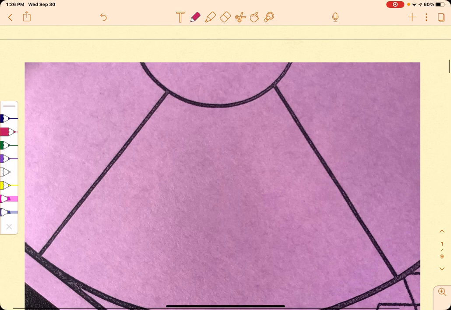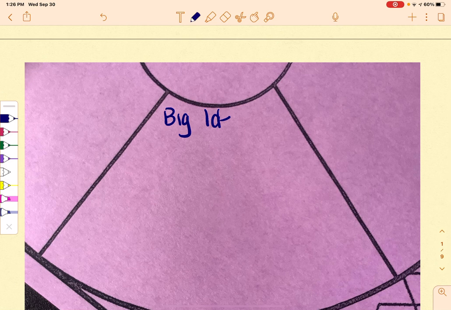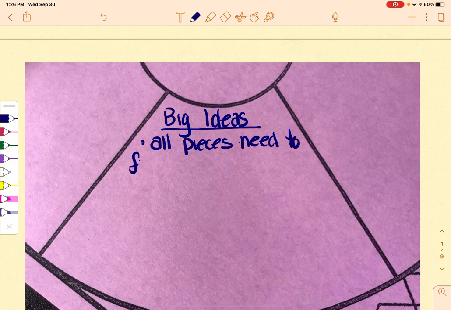Okay, so here's our first one. Ooh, let me back up. Before I do the first one, let's talk about some big ideas. So first of all, when we start these dividing problems, we're going to start just like we did with multiplying. All of the pieces that we have need to be fractions. Which means if they're mixed numbers or whole numbers, we're going to need to change them to improper fractions for this to work.